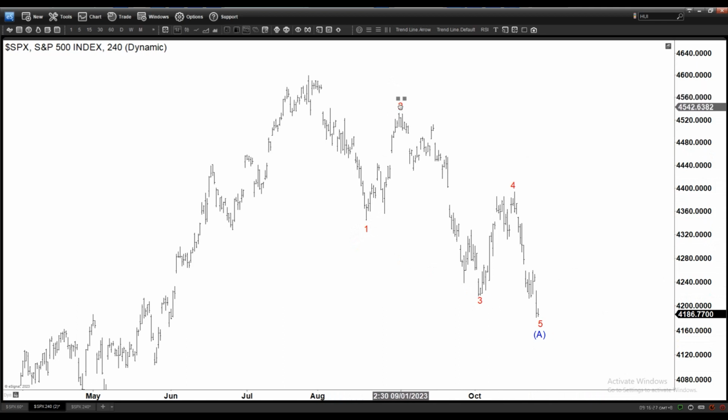So we're talking about the decline that started from July 28, right? July 28 here. And if you look at the decline from here, 1, 2, 3, 4, 5, then we are looking for some kind of a diagonal here, right? So 1 and 4 overlap. It's not a big deal. It's a diagonal, okay?